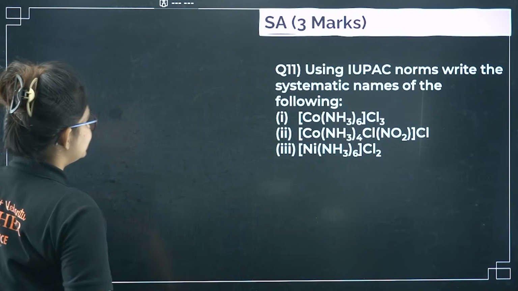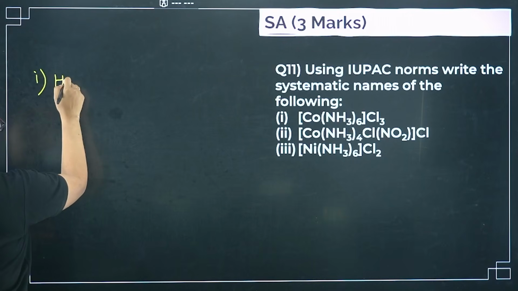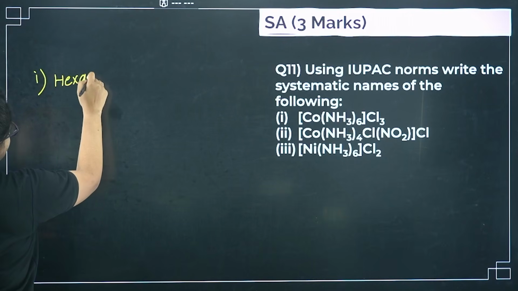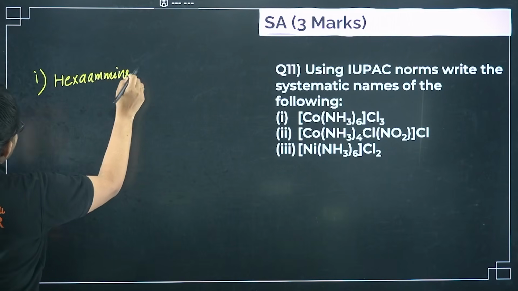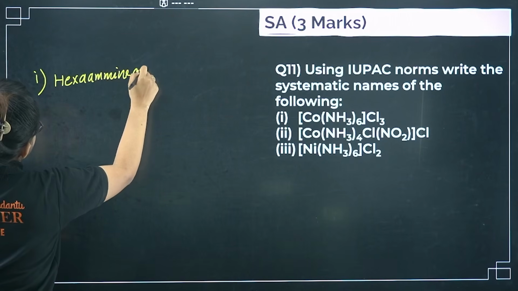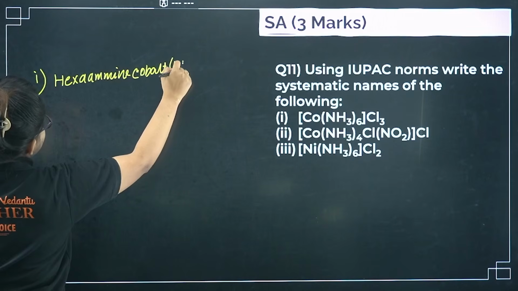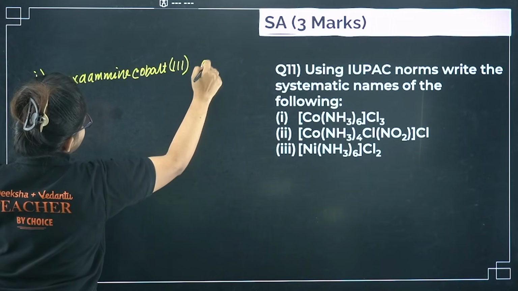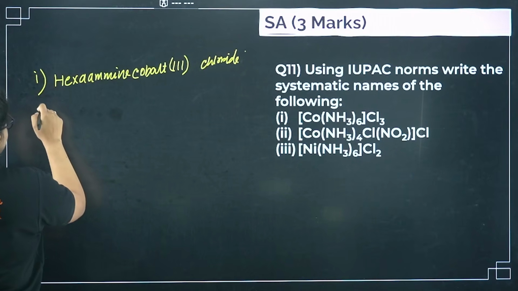Co(NH3)6 Cl3. Okay, so this is going to be hexaamminecobalt, no space should be there, cobalt, here the oxidation state will come 3, then chloride. Right.